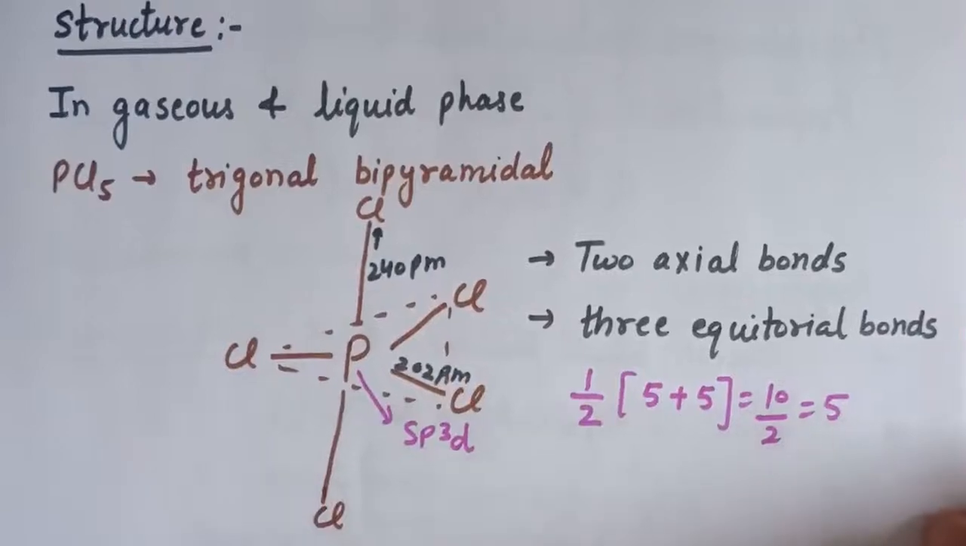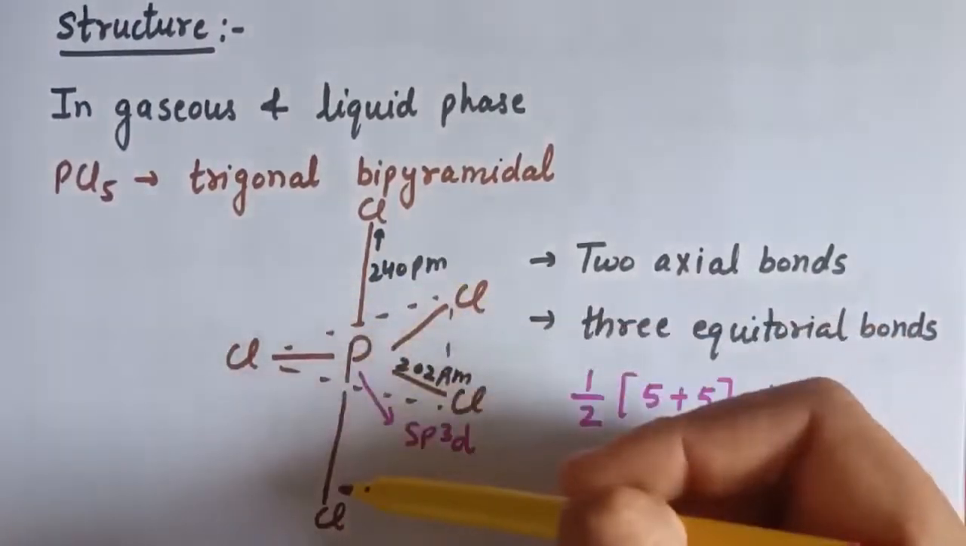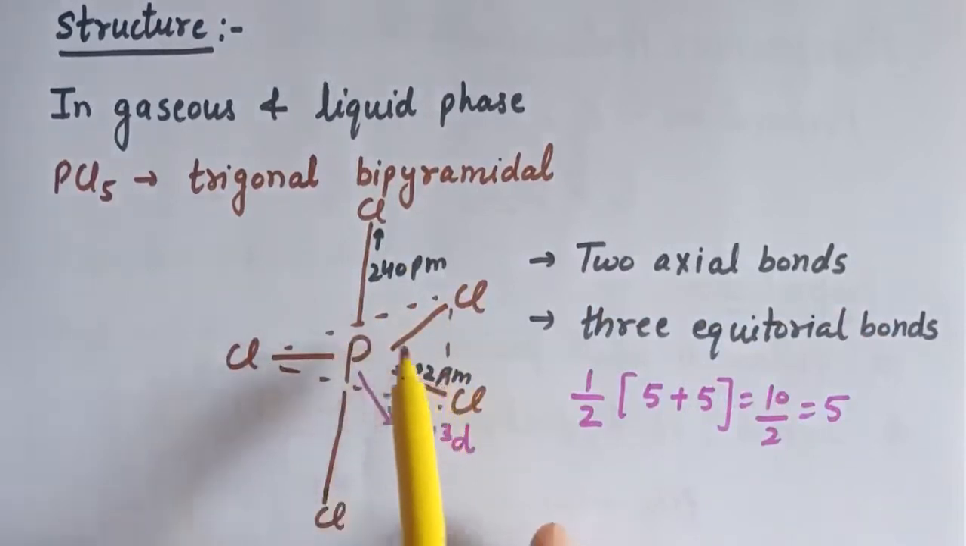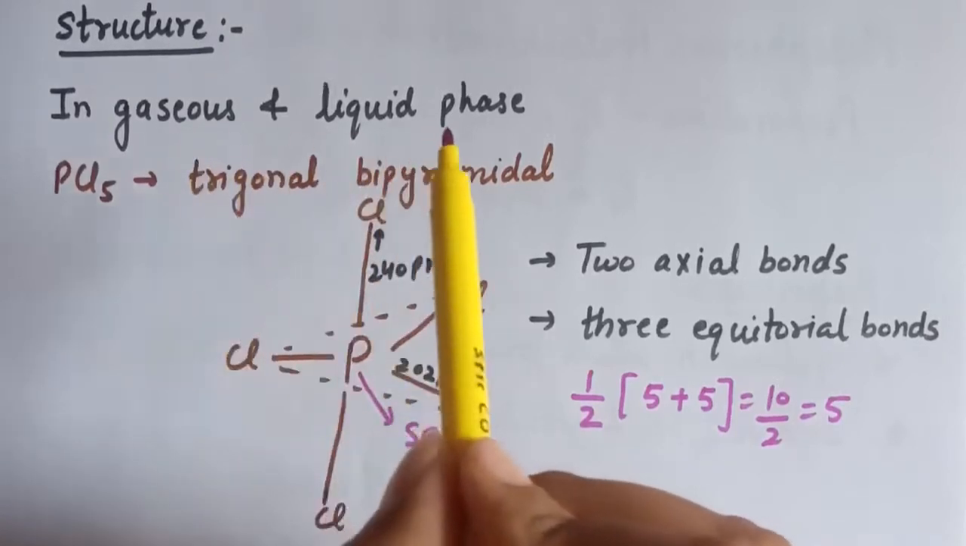So when we heat PCl5, what will happen? These two bonds will break and we get PCl3 plus Cl2. Now this is the structure of PCl5 in gaseous and liquid phase.